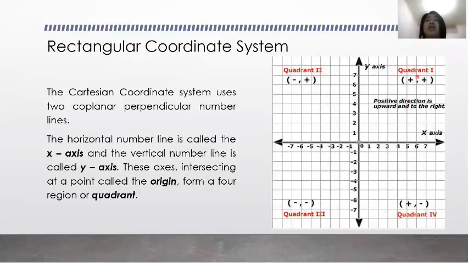It is divided into four regions. That is quadrant 1, which contains both positive ordered pairs, and quadrant 2, which contains negative and positive ordered pairs. We also have quadrant 3, which has both negative ordered pairs, and quadrant 4, which has positive and negative ordered pairs.